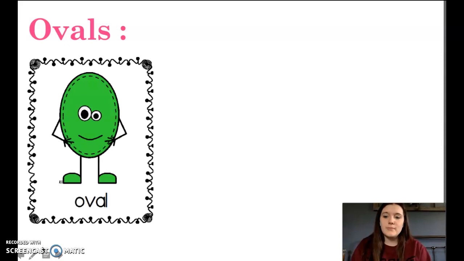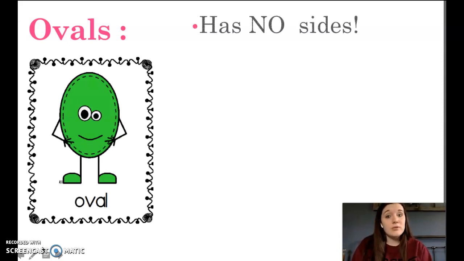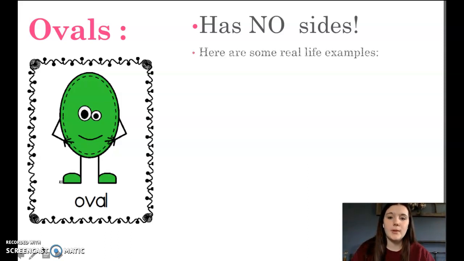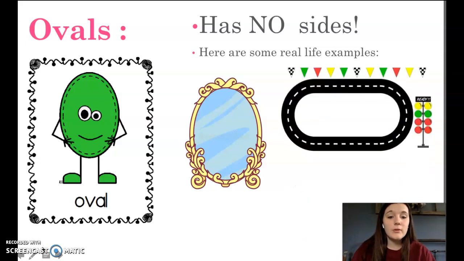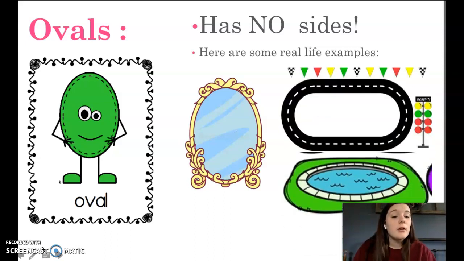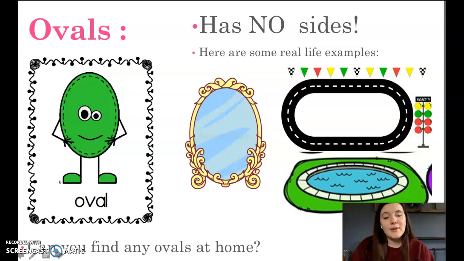Next is ovals. Ovals have no sides. They're just like circles, but they're a little bit longer. And here are some examples. So like a mirror could be an oval, a racetrack, or even your outdoor swimming pool. So take a minute and see if you can find any at home.